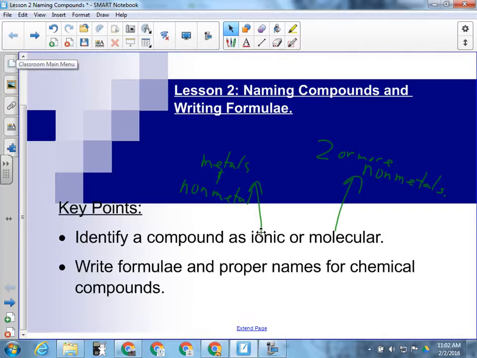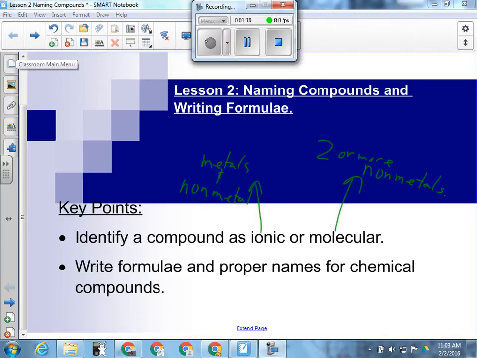Which reminds me. All right, so on your periodic table, metals are on which side? On the left-hand side. Nonmetals are on the right-hand side. There's obviously more metals than there are nonmetals, for whatever reason. That's just the way it is.